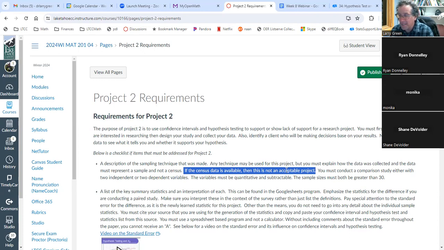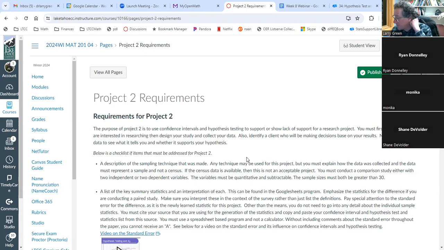You're collecting data and you're not going to be able to find every single item on Amazon. Good luck. That's not going to happen, or every item that's ever sold in a store. So that's why census data can't happen, which is good. It needs to be pretty much impossible to do census data. Okay, any questions on that? Okay.